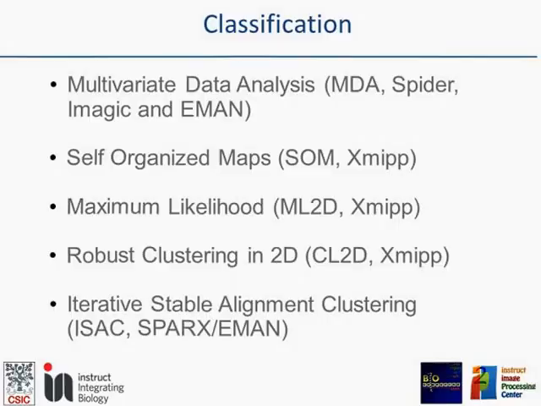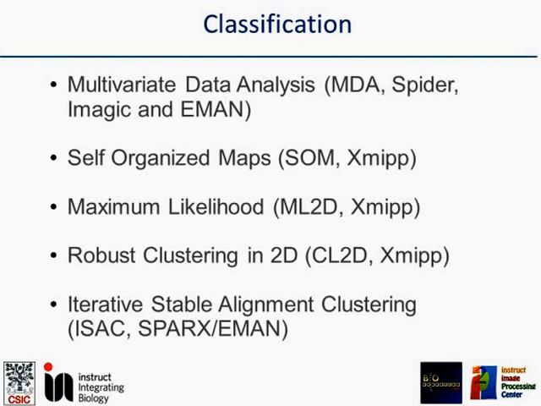These are the algorithms that I will try to mention. The first one is multivariate data analysis, also known as MSA, multivariate statistical analysis. It is very widely used in different packages. It has been used in Spider for several years, it is also used in Magic, and also, with some variation, in the Imagic package.